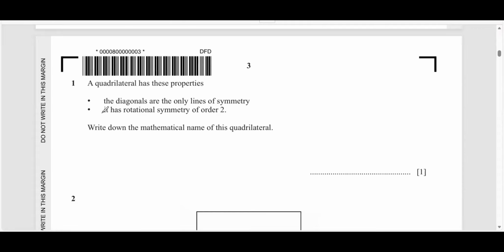A quadrilateral has these properties. The diagonals are the only lines of symmetry. It has rotational symmetry of order 2. Write down the mathematical name of this quadrilateral.